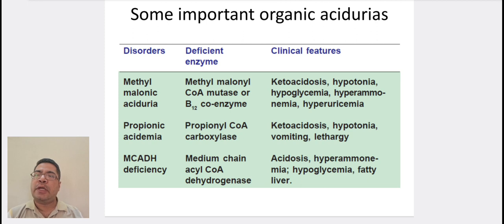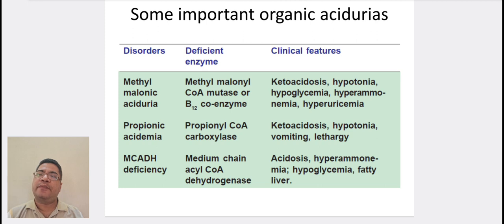Methylmalonic aciduria. Its deficient enzyme is methylmalonyl CoA mutase or B12 coenzyme. Its clinical features are ketoacidosis, hypotonia, hypoglycemia, hyperammonemia, and hyperuricemia. Propionic acidemia. Its deficient enzyme is propionyl CoA carboxylase. Its clinical features are ketoacidosis, hypotonia, vomiting, and lethargy.